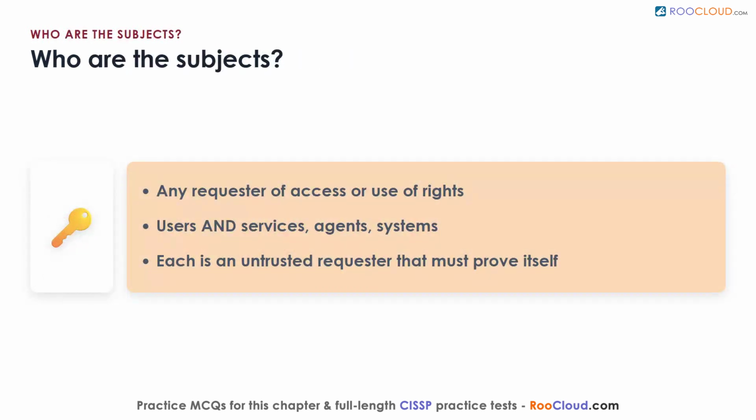Who are the subjects in this model? Subjects are whoever or whatever is asking for access. That includes human users. But it deliberately reaches wider. Services, automated agents, and other systems all count as subjects when they request access or try to use their rights. The model does not care whether a request comes from a person at a keyboard or a background process on a server. Each one is an untrusted requester that must prove itself. Framing every actor this way is what lets zero trust treat all traffic with equal suspicion.